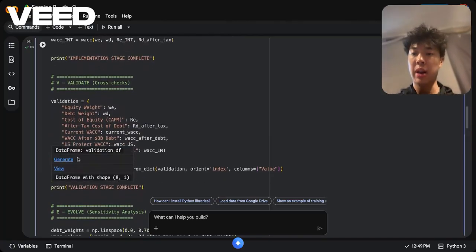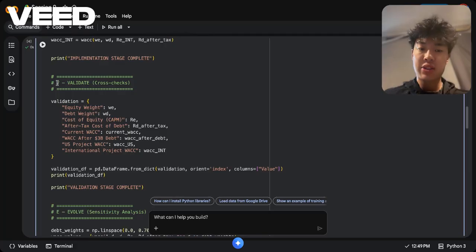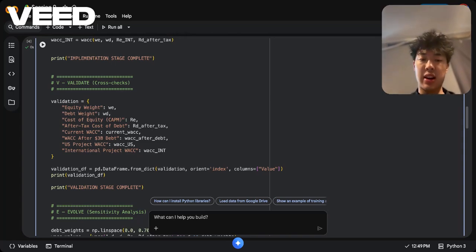After implementing everything, we get to validate, where I checked the calculations in the table just to make sure the math made sense and the weights added up correctly. The CAPM output was consistent, and the after-tax debt cost lined up with the actual tax rate we wanted. Nothing looked out of place.